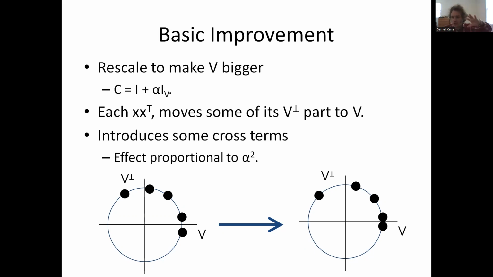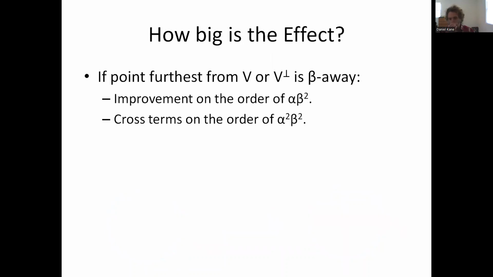We'd be basically done. Unfortunately, this also introduces some cross terms. Beforehand, we had this V V part, the V perp part, and then there was 0 on these off-diagonal components because it was an eigendecomposition. But after we apply this transformation, that is no longer necessarily the case. This produces some cross terms, and they increase the trace of the matrix squared and hurt our improvement on the potential. Fortunately, this effect is not too bad. It's proportional to alpha squared.